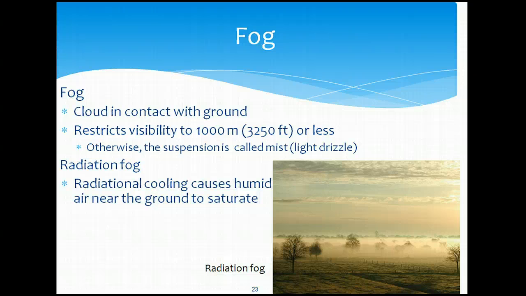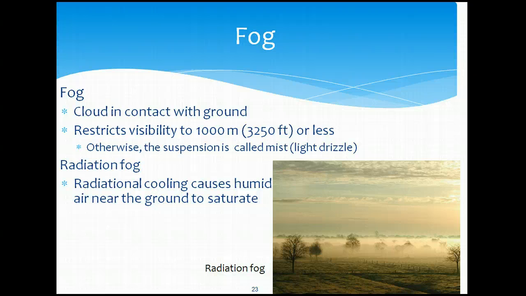Fog is a cloud in contact with the ground. Maybe an easier way to define this particular phenomena. With clear night skies, relatively light winds, and an air mass that is humid near the ground and relatively dry aloft, something called radiational cooling may occur, and this causes the air near the ground to approach saturation. This is known as radiational fog or radiation fog.